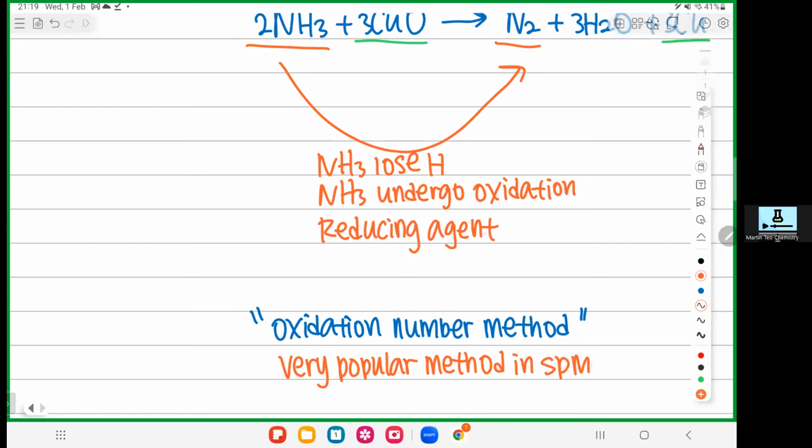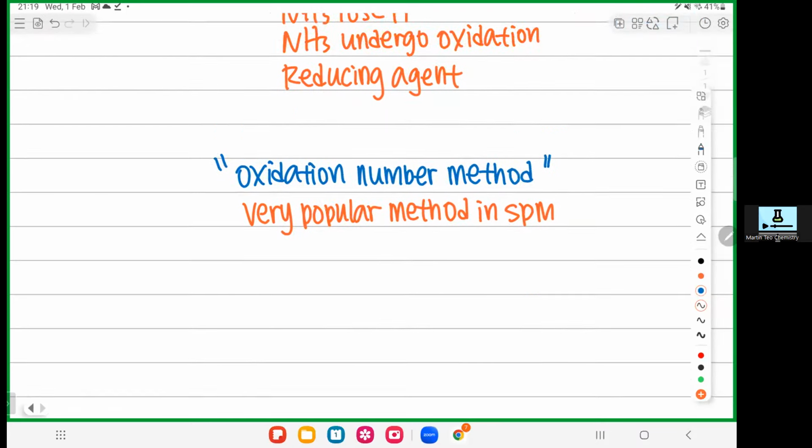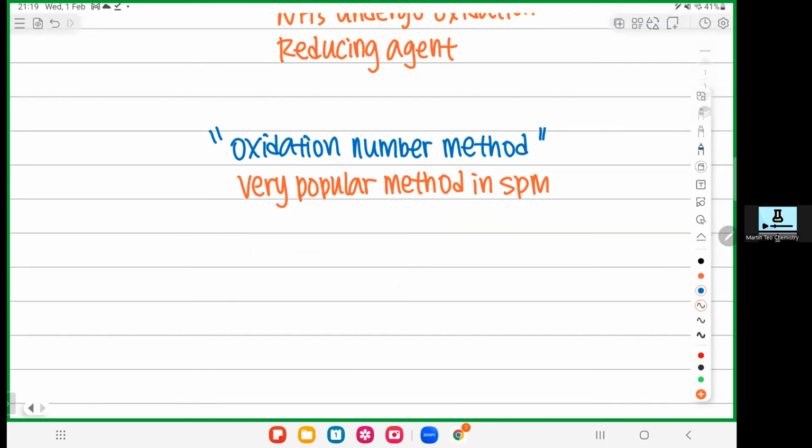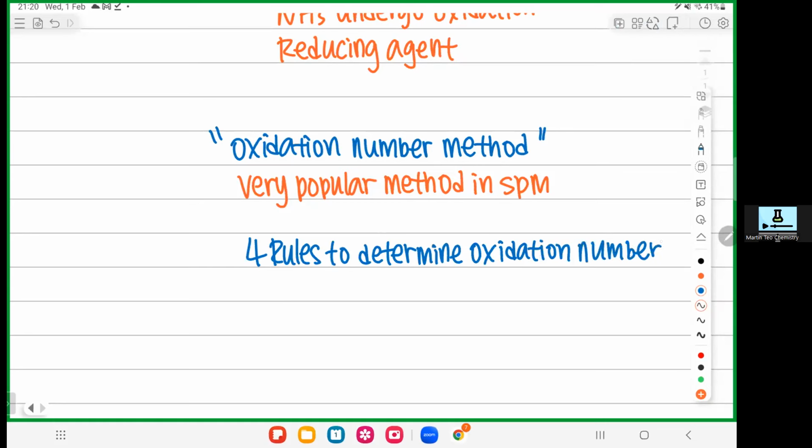So when you come to the oxidation number method, today I want to teach you a few things first. First of all, there are a total of 4 rules to determine the oxidation number. So you need to know what is oxidation number and how to get it. How are we going to find the oxidation number for a substance? Hopefully in about 20 minutes time, whenever I give you a substance, you will be able to tell me the oxidation number of that particular substance.